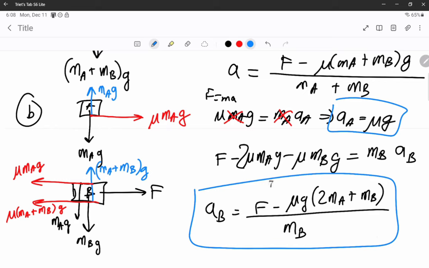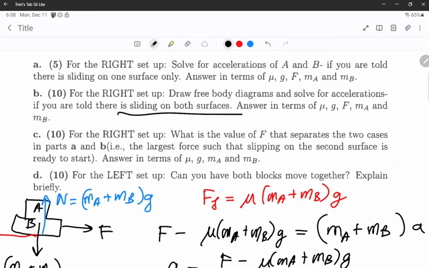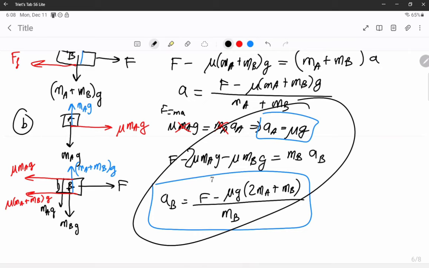The next part, C, the right setup, so the same setup. What is the value of F? Let's separate the two cases in part A. Okay, so the largest force before slipping is going to occur. For that case, one way to do it is to set these two accelerations equal. So you solve for F.